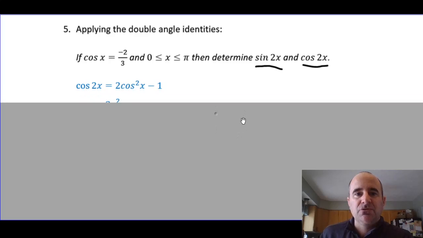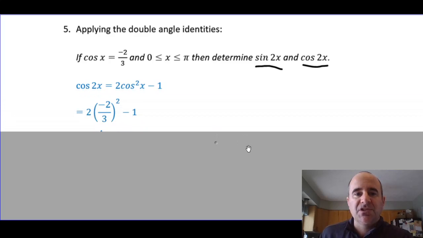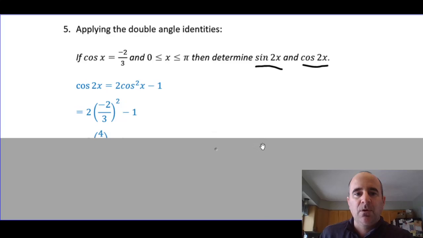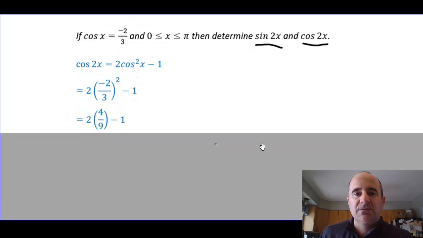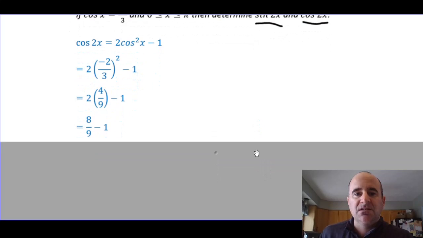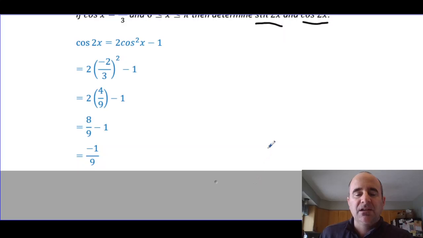So cos 2x is 2 cos squared x minus 1. Well, if cos x is negative 2/3, then we're going to square that, multiply it by 2 and subtract 1. Negative 2/3 squared is 4/9. 2 times 4/9 is 8/9, and take away 1 would give you negative 1/9. So that's the easy part of the question.